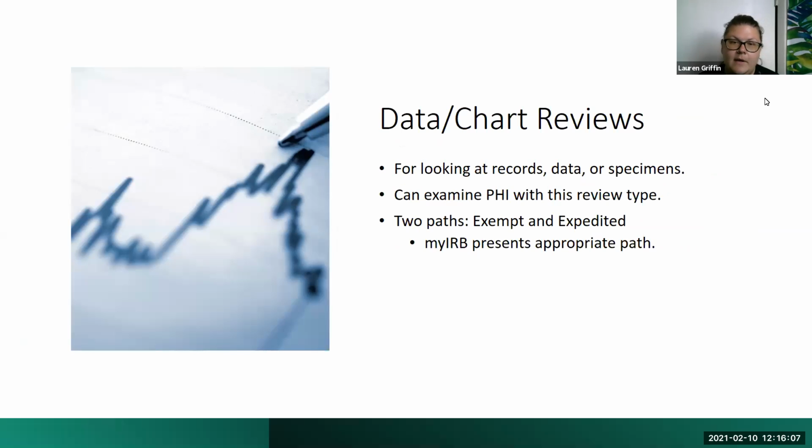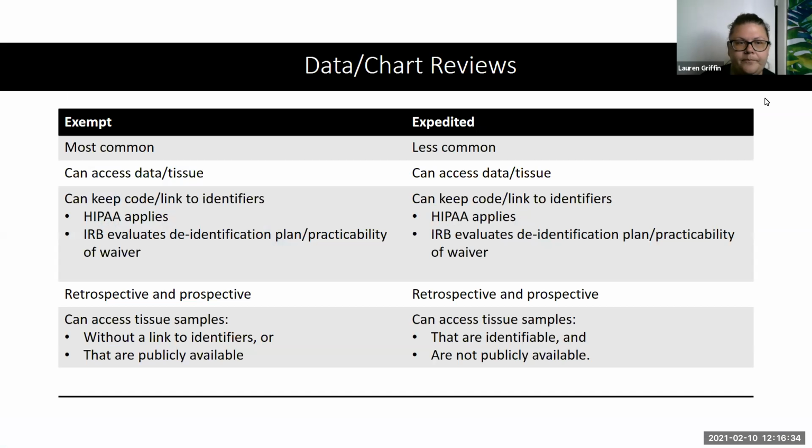For record reviews, you're going to want to look at data chart reviews. This is where you go for records, data, specimens. You can look at PHI with this review type, so it's a good way of getting access to retrospective data. We have two paths for this, exempt and expedited. And myIRB, when you fill out the SMART forms and you tell the system what you're doing, will help present you with the appropriate path. So it'll help give some guidance there.